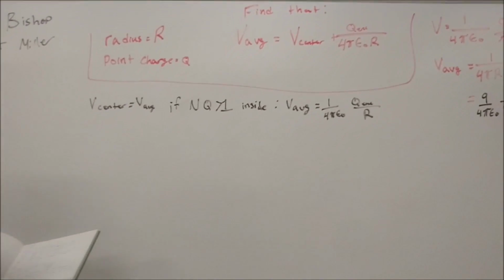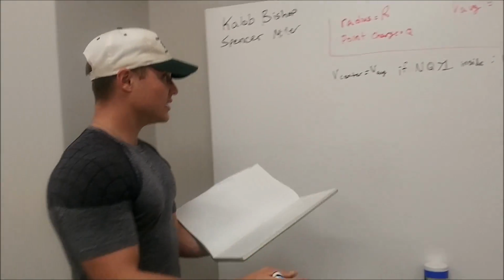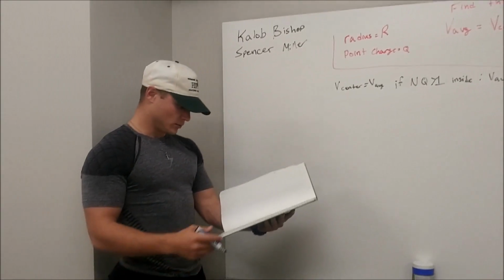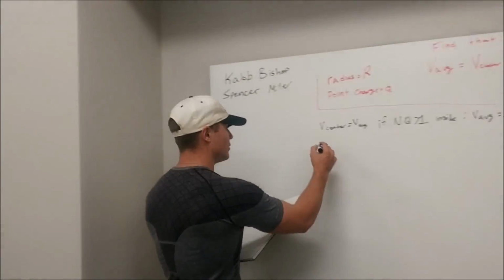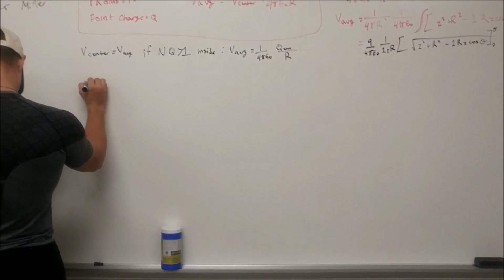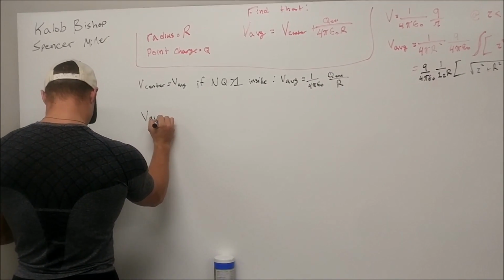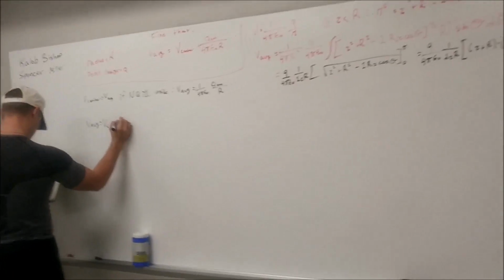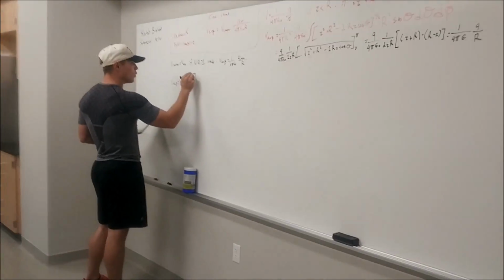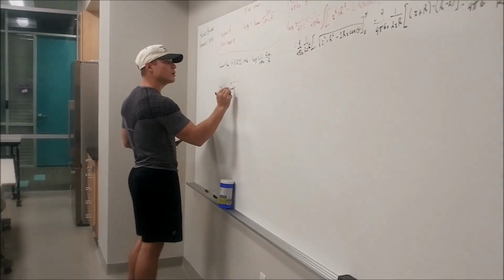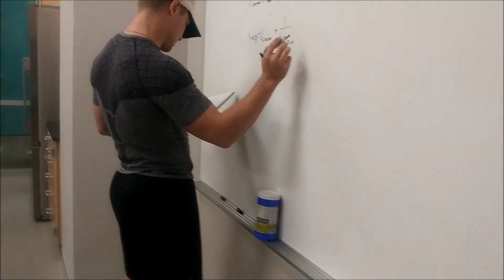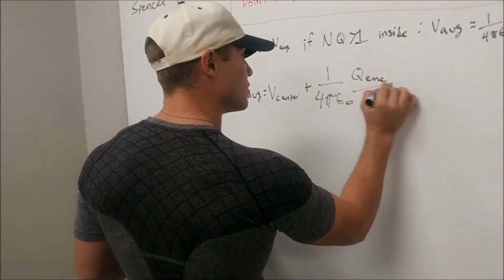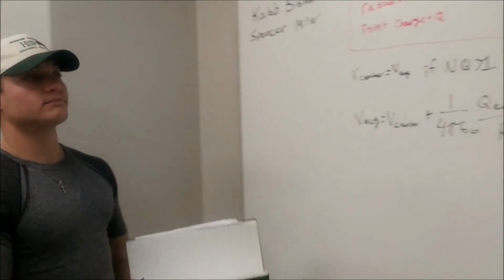Now, the potential due to all external charges is the same thing as V center. So, the net potential over a spherical surface, V average, equals V center plus 1 over 4 pi epsilon sub naught Q enclosed over R.